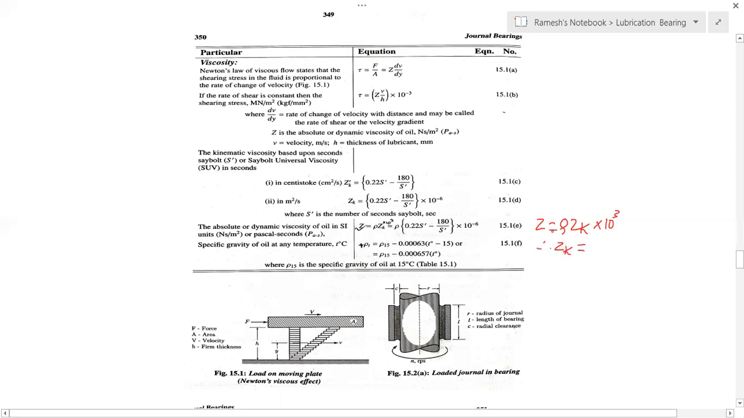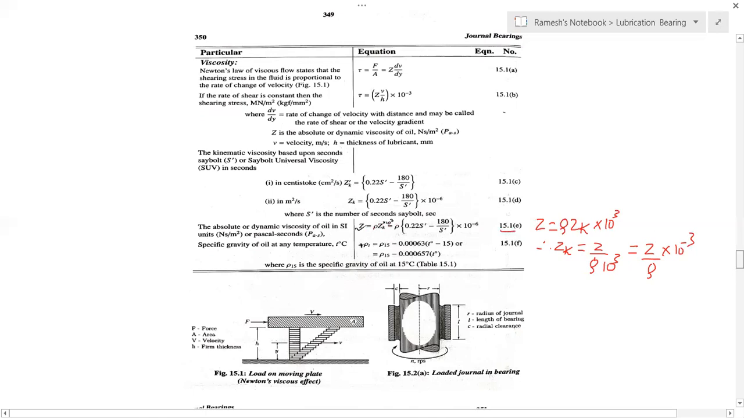Therefore, kinematic viscosity is equal to Z by density, and this will go to the denominator. If I take it to the numerator, it will be Z into 10 raised to minus 3 divided by density. Okay, this is the printing mistake which is there in the data book. Instead of writing 10 raised to 3, it is missing. Therefore, you take it as Z is equal to rho into kinematic viscosity into 10 raised to 3. I'll be using this equation to find out the kinematic viscosity. Directly I will be taking this from equation 15.1e.